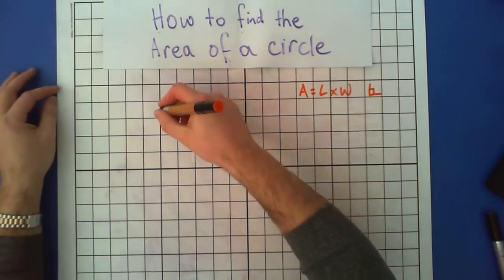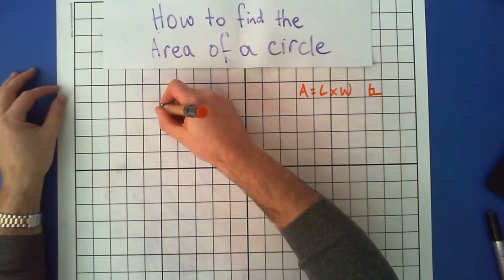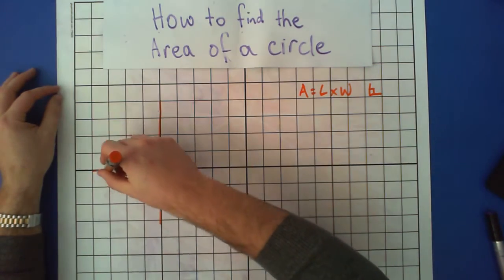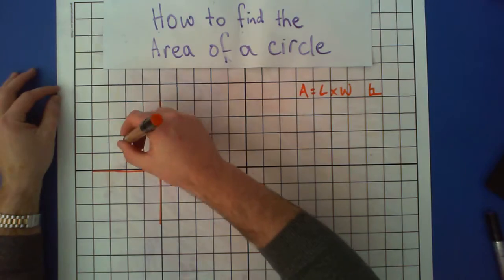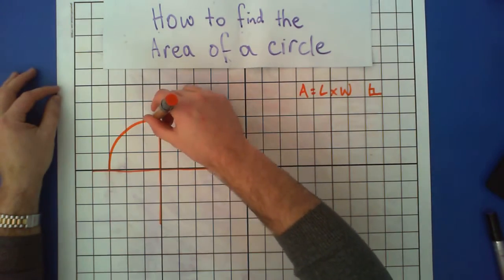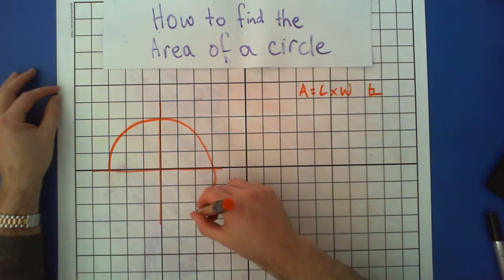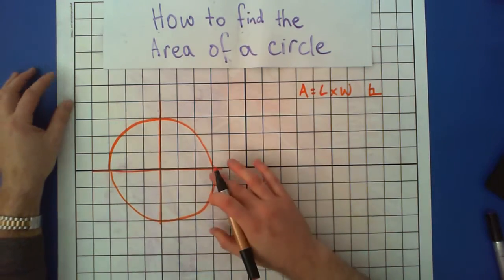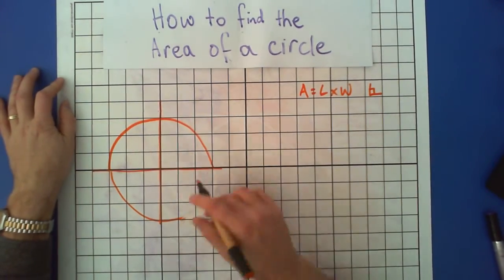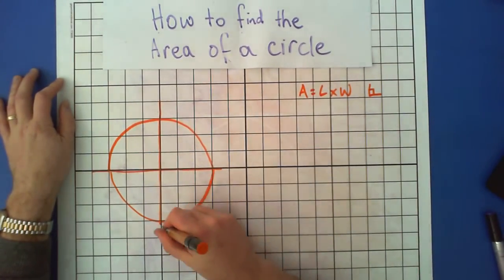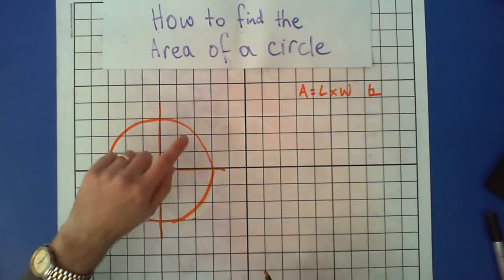So, if we have a look at a circle, I'm just going to draw a little bit of a grid here. Okay. It's not real good. We'll fix it up a little bit. Okay, so we have a circle here.